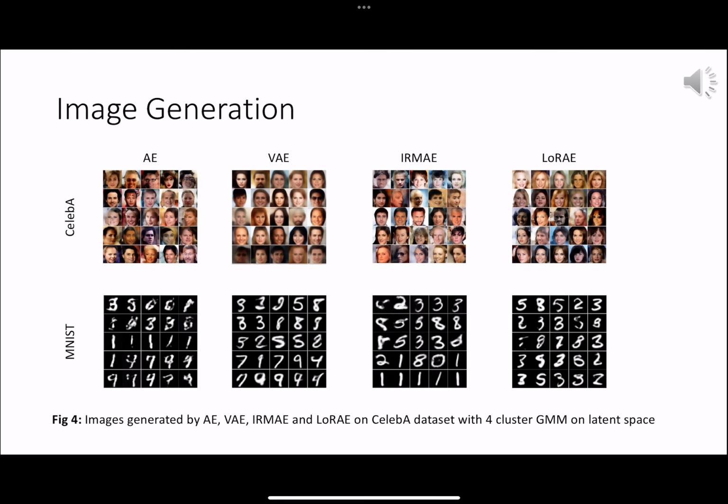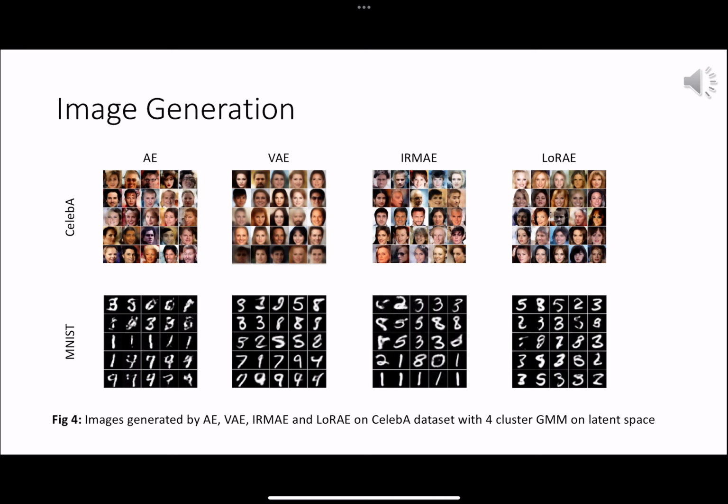One method to demonstrate a model's effectiveness in learning a better latent space is by its ability to generate high-quality images. We trained a simple autoencoder, a variational autoencoder, VAE, an implicit rank minimizing autoencoder, and our model on the CelebA dataset. After training, we fitted a 4-component GMM to the latent space and randomly sampled latent vectors. These vectors were then passed through the decoder to generate images. Figure 4 clearly shows that our model produces higher quality images compared to the baseline models.